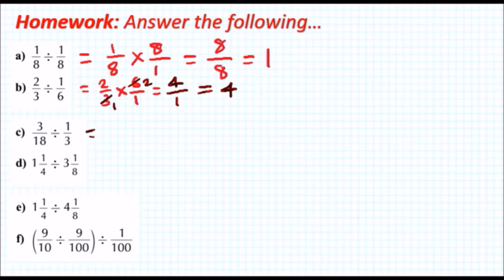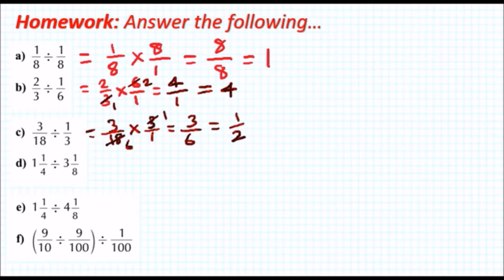Okay, let's move on to part C. So 3 over 18 divided by 1/3 is the same as 3 over 18 times 3 over 1. Can we cross simplify? Yes. 18 over 3 are both in the 3 times table. 18 divided by 3 will give us 6. 3 into 3 is 1. That's it. So 1 times 3 is 3. 6 times 1 is 6. And actually, we can still do more work here. Since we can cancel up and down by 3, it'll be half. All right. Good, good.